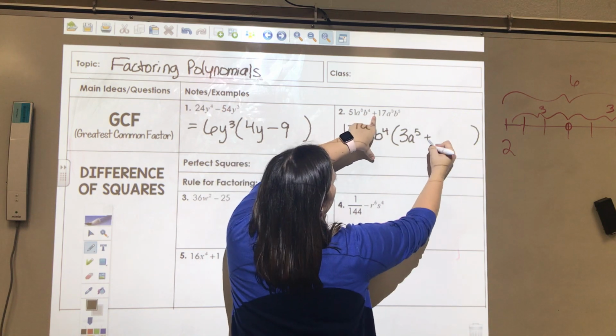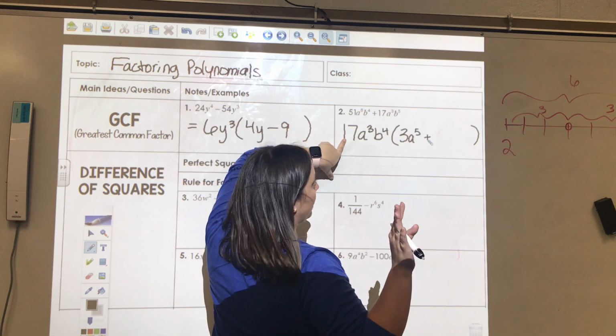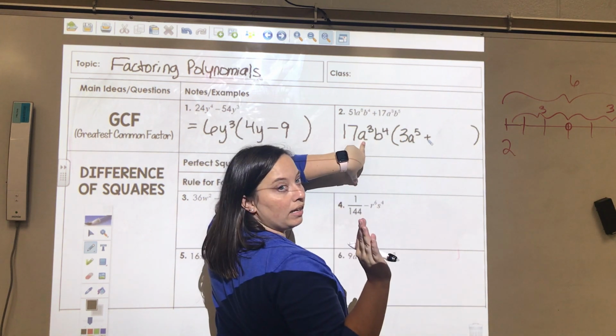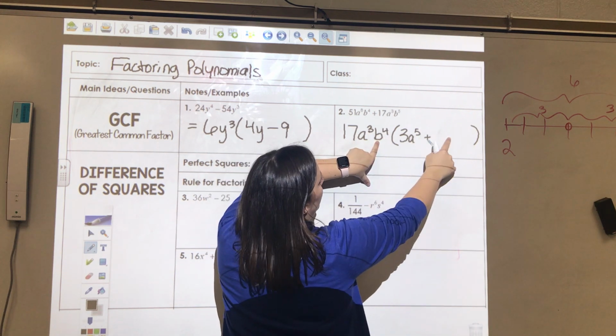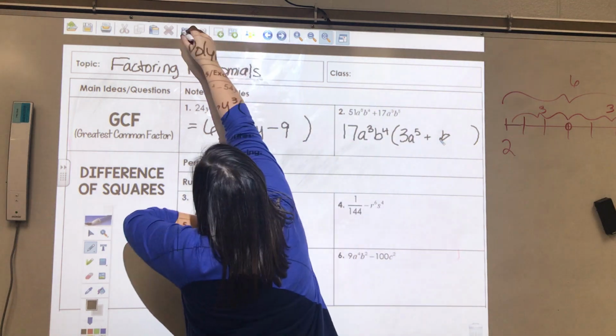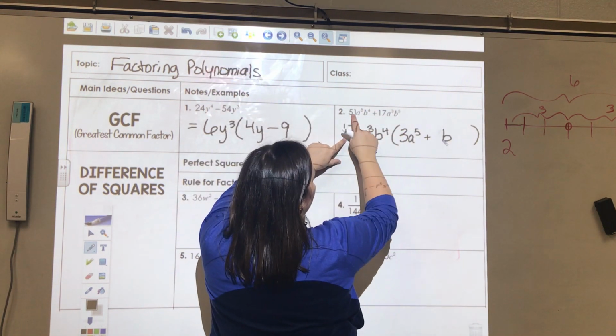Drop down that plus. 17 times what gives us 17? 1, we don't need to add anything. A to the 3rd times what gives me a to the 3rd? We don't need to add anything. And then b to the 4th times what gives me b to the 5th? Well, that's going to be b. So we have 17 times 3 is 51.